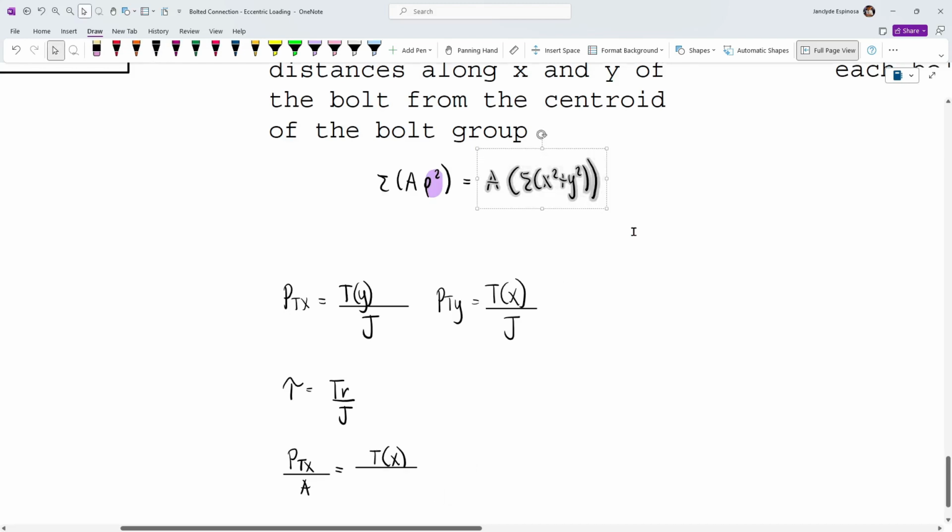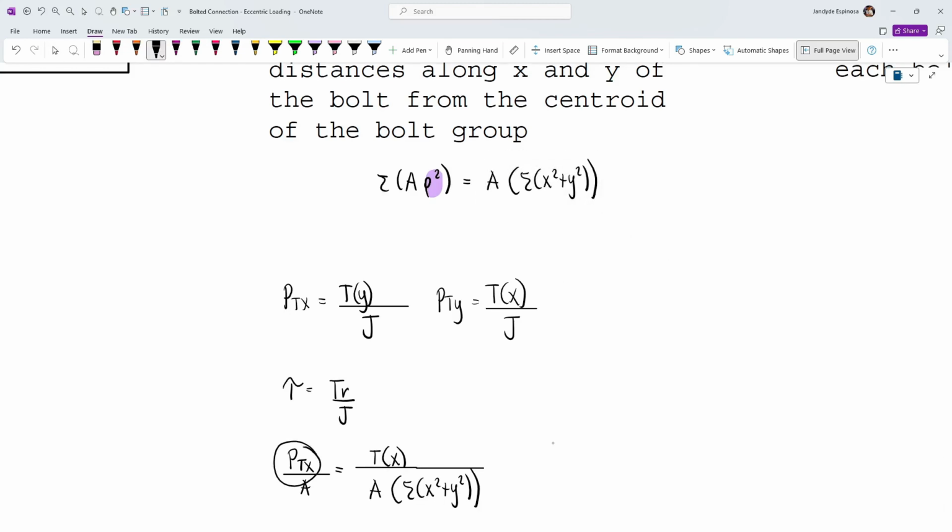So copying this one, by the way, since this is PTX, this must be Y. I will explain later why we're going to use Y for PTX and X for PTY. That's because of the moment arm. Now here, A will cancel, and so we are left with PTX equals TY divided by this expression.